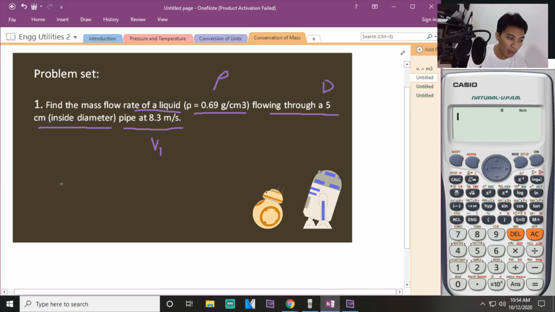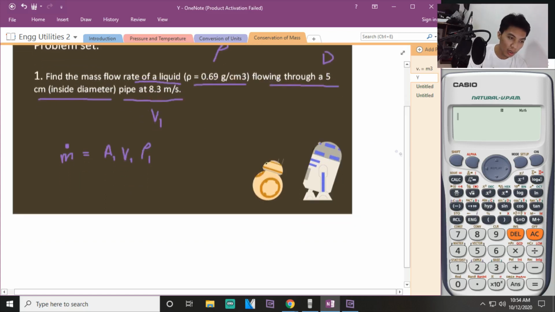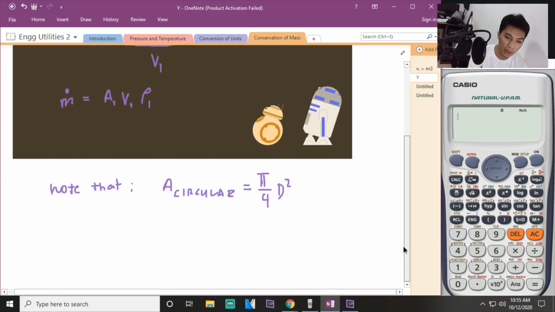Now, di ba, the mass flow rate is equal to area 1, tapos yung velocity niya, 1, tapos yung density ng liquid. Now, given na si area, hindi pa, pwede mo may solve. Note that, yung area pag circular is equal to pi over 4 d squared. Yan. So, yung mass flow rate natin, pwede natin masolve.